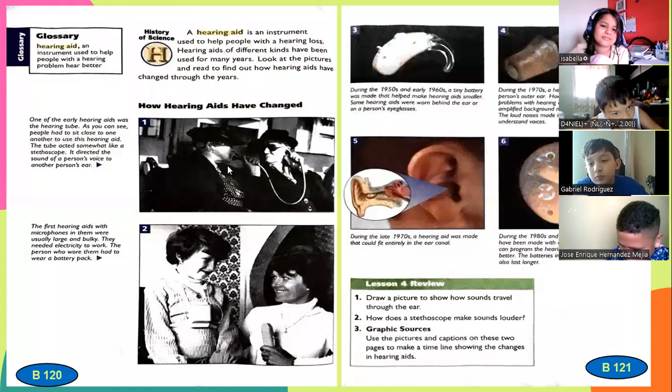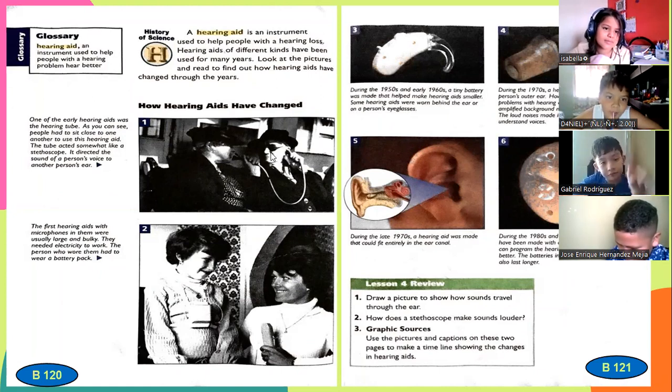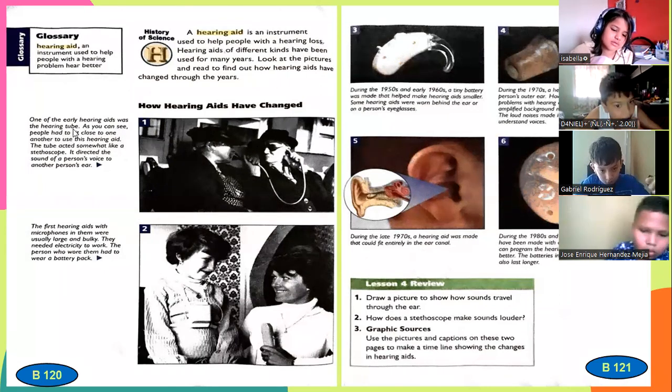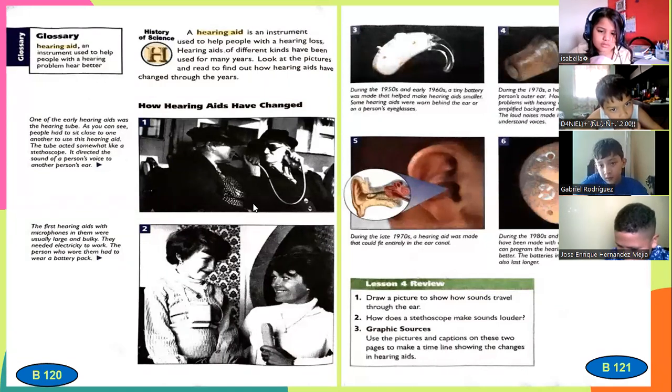How hearing aids have changed. This is the number one. One of the early hearing aids was the hearing tube. This one. So this person is deaf. She can listen to something, but they have to speak to her very loudly. So this one, it was a hearing aid and was a hearing tube.